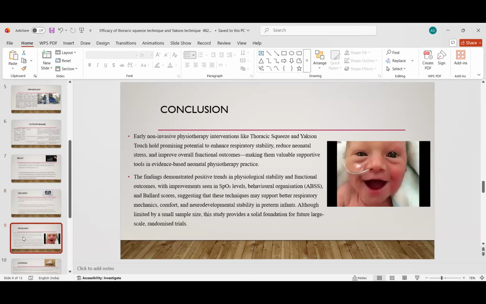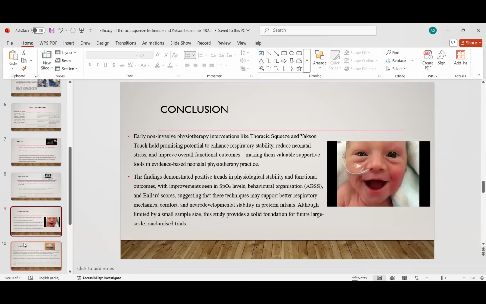So here I'm coming to the conclusion. We all know that the thoracic squeeze technique, as I have described, and action touch are completely non-invasive and hold promising potential to enhance respiratory stability, reduce neonatal stress, and improve overall functional outcomes, making them valuable supportive tools in evidence-based neonatal practice. These findings showed physiological stability, and outcome measures like the Anderson Behavioral Scale and Ballard scores also helped in showing better compliance in respiratory mechanics and neurodevelopmental stability in preterm infants.